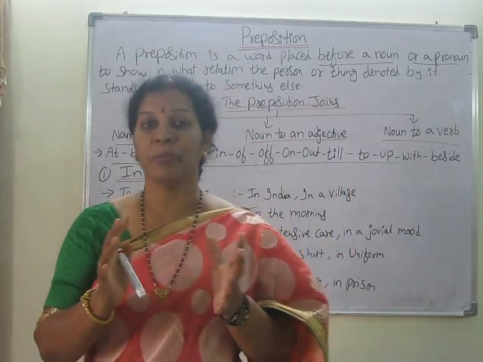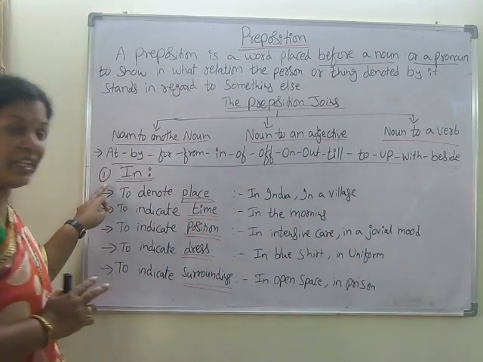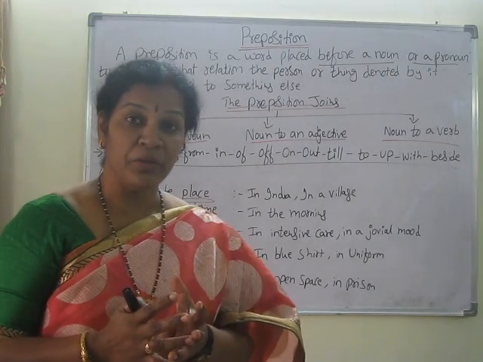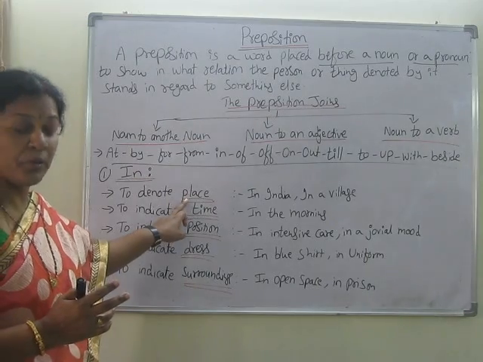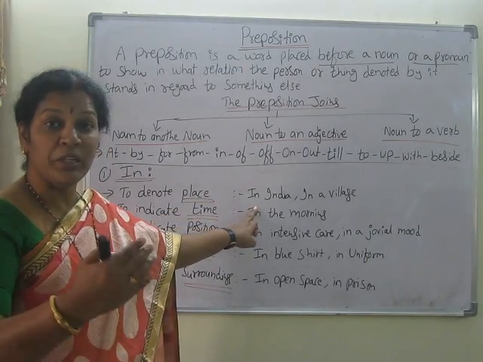Now, a few prepositions I am going to talk about in depth. The first preposition is in. How do we use in? We can use it in different ways. The one way is to denote place. For example, in India, to denote a place.